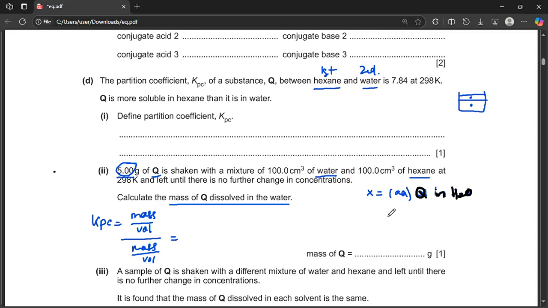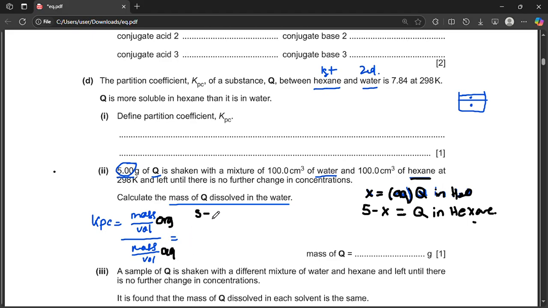Now if you want to work out how much is dissolved in the hexane layer, all we have to do is take the total mass minus X, which is the amount of Q dissolved in the aqueous layer. So this equals Q in hexane. Since we have the expressions for the masses, all we have to do now is follow the rule: organic over aqueous.